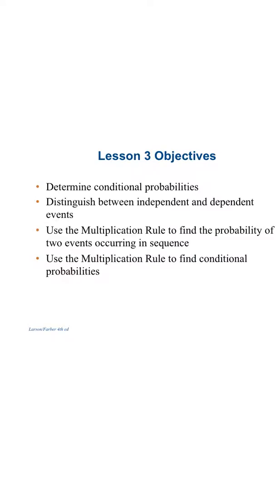Over the next couple days, we will be discussing a couple different objectives. Our first objective is to be able to determine conditional probabilities. Our second objective, to distinguish between independent and dependent events. This will be our focus today. Tomorrow, we will discuss the multiplication rule to find the probability of two events occurring in sequence, and also using the multiplication rule to find conditional probabilities.